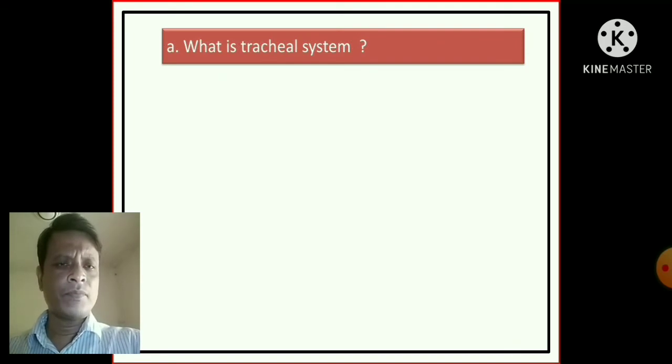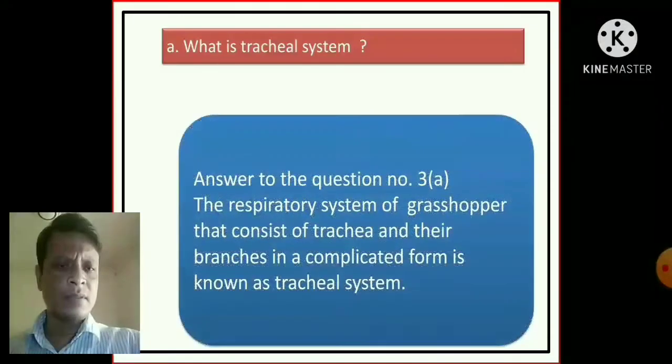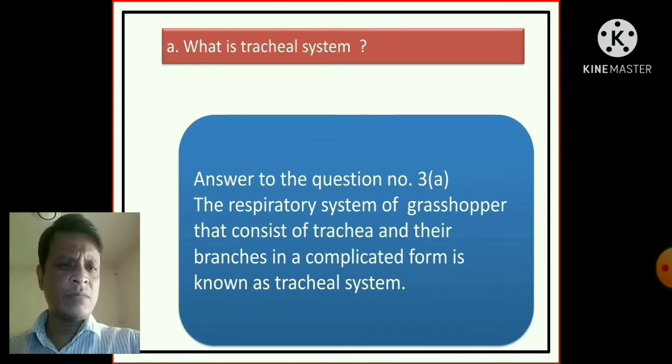Now A, what is tracheal system? The answer will be: the respiratory system of grasshopper that consists of trachea and their branches in a complicated form is known as the tracheal system.